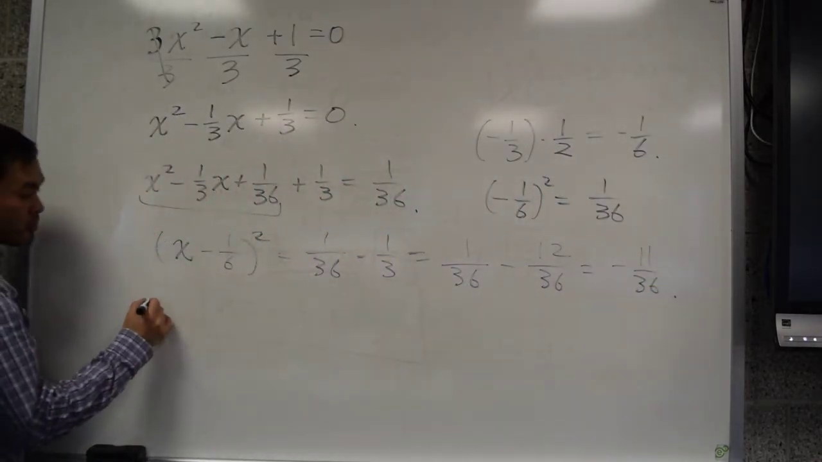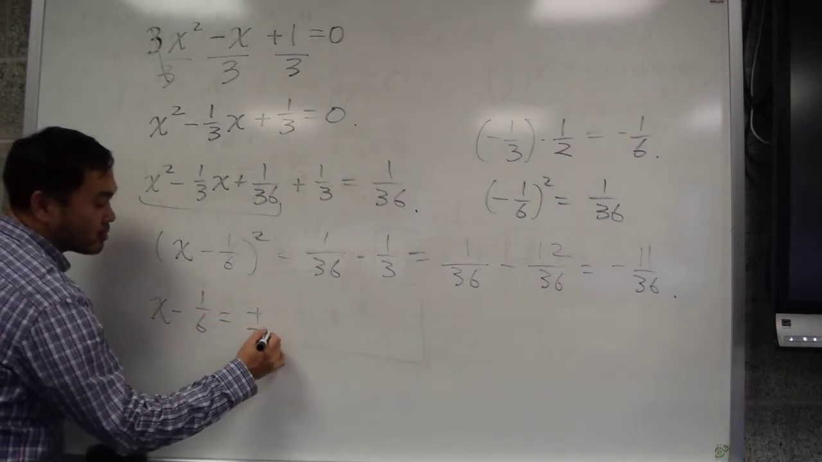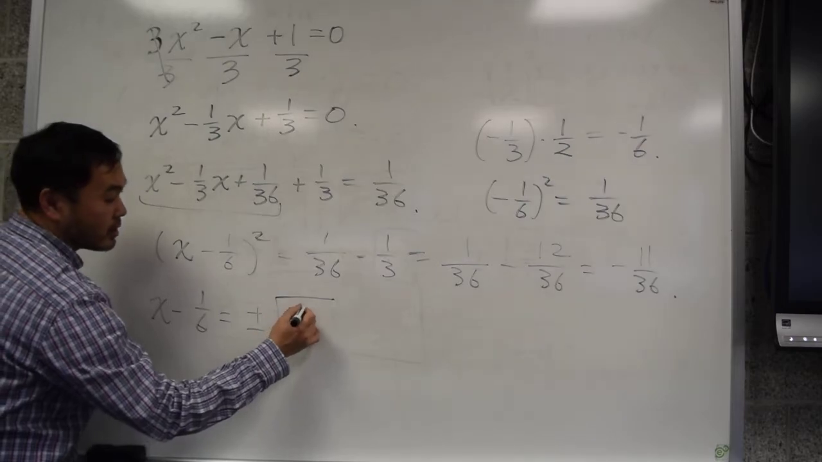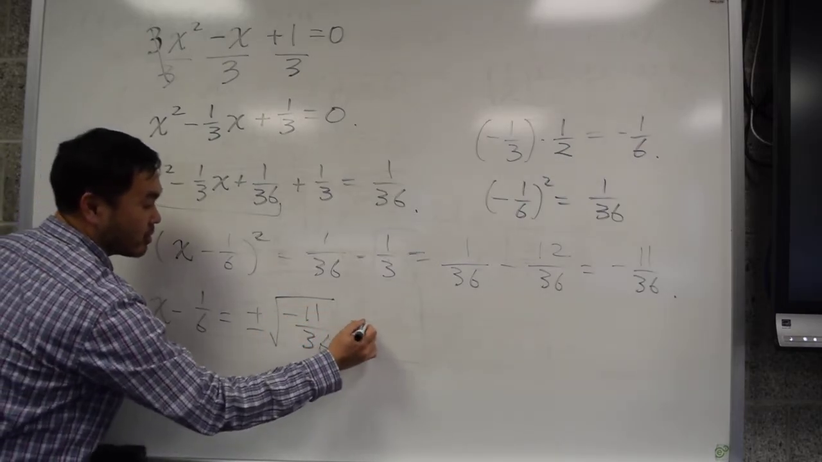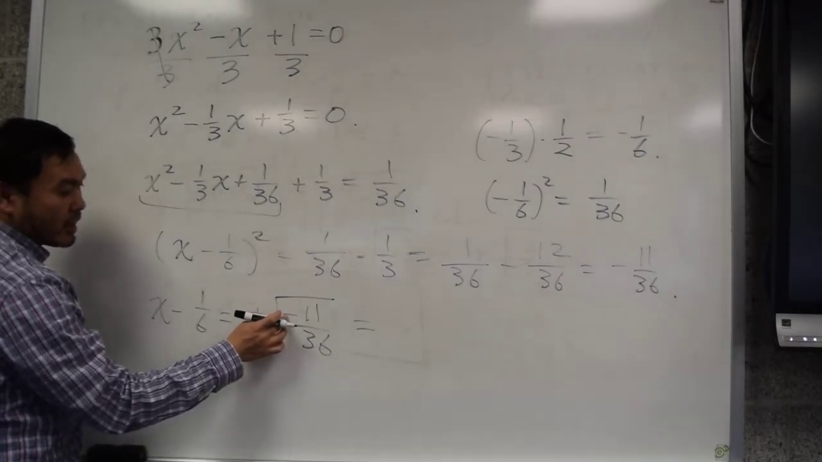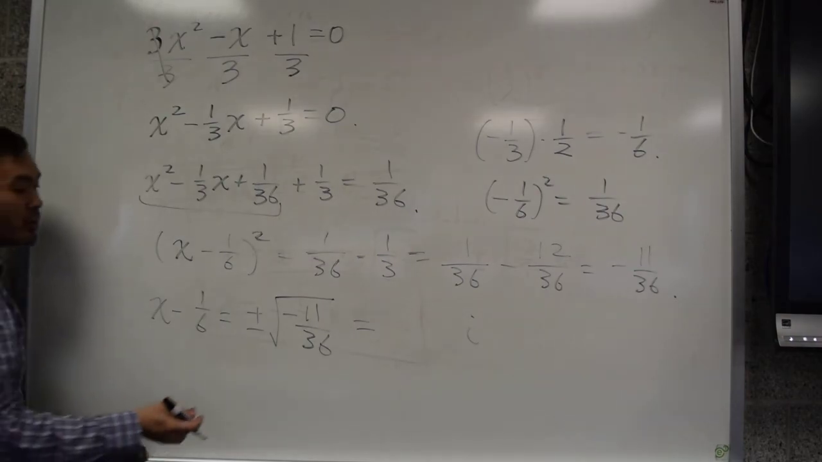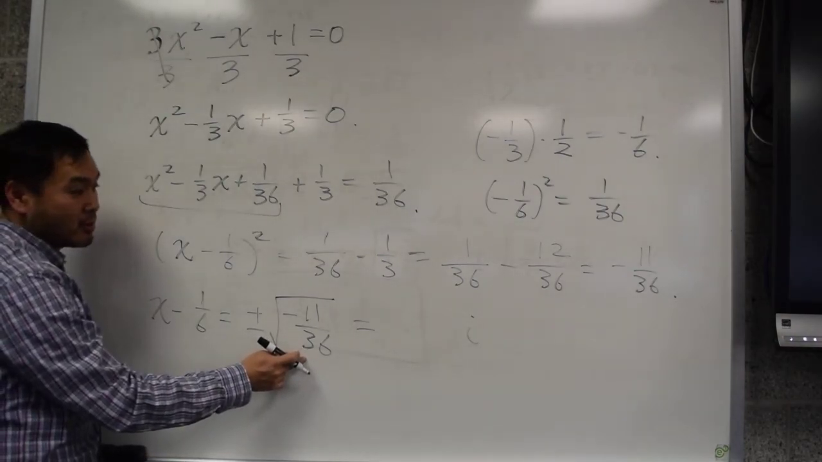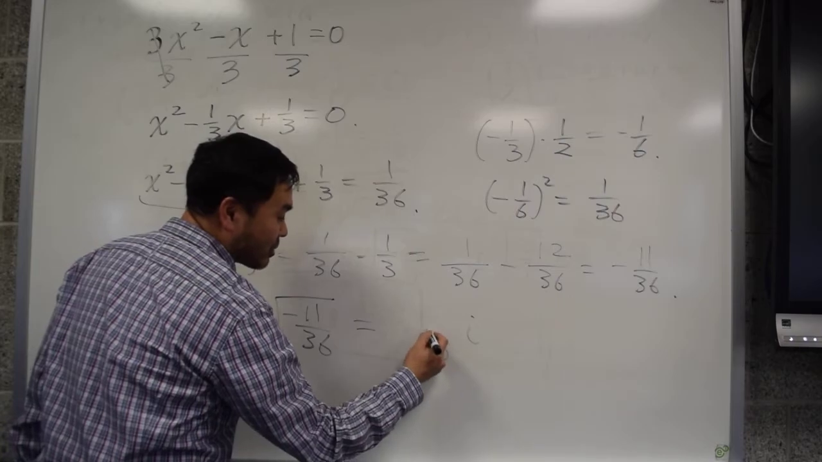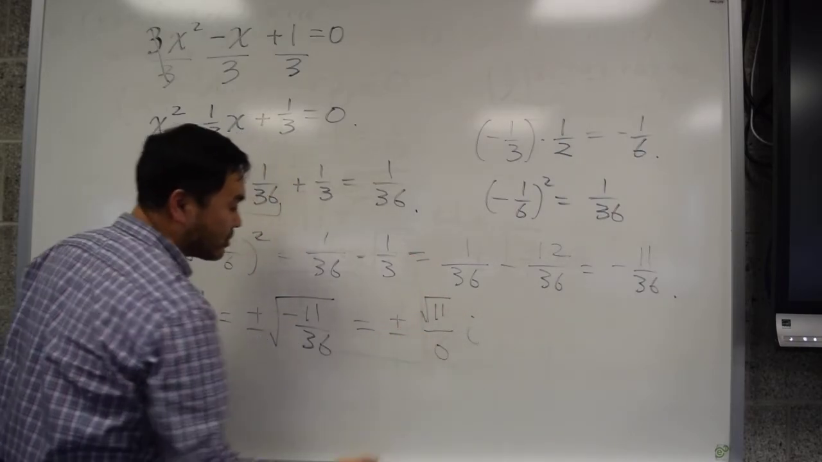Take the square root. X minus 1/6 would be plus minus square root of negative 11 over 36. But let's dissect this. Negative 1 becomes i. Square root of negative 1 is an imaginary number. What's square root of 36? 6. So the bottom just becomes 6. And you get square root of 11 plus or minus.